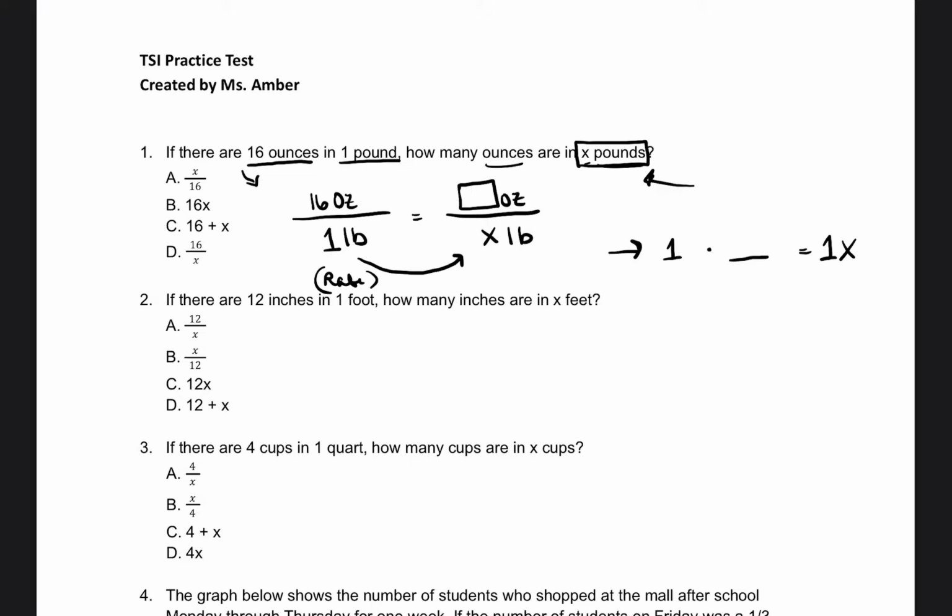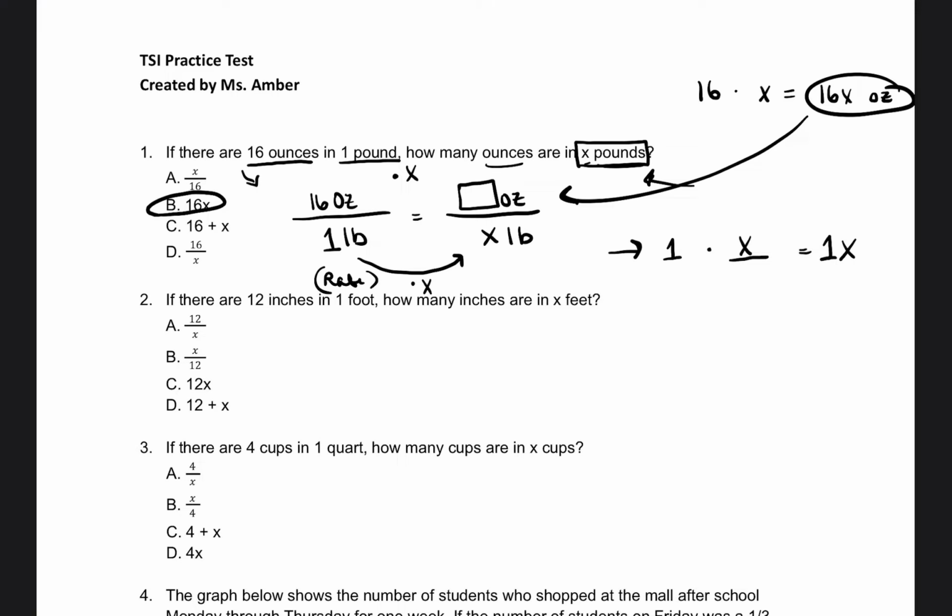So now it's 1 times blank equals 1X. So it would be 1 times X equals 1X. So if I multiply the bottom by X, then what do we have to multiply the top by? By X. So it would be 16 times X, which is equal to 16X. So that will be the amount of ounces, 16X. So my answer is going to be B.